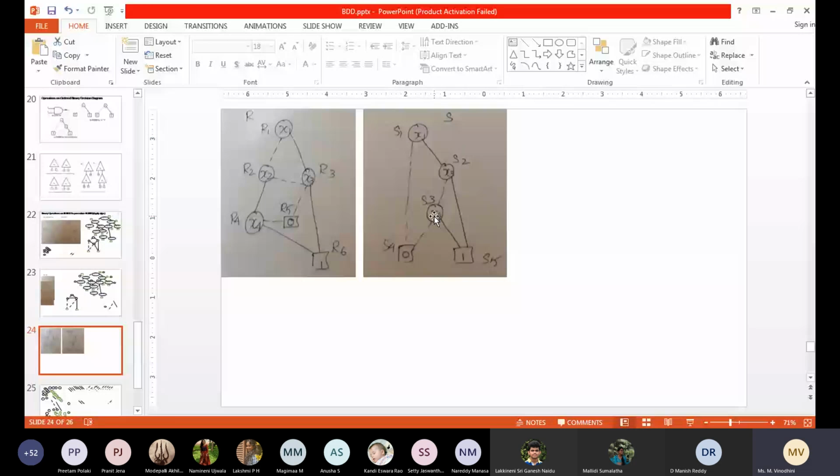For each variable, there is only one intermediate node in these diagrams. Based on the main variables x1, x2, x3, x4, I have assigned R1, R2, R3, and similarly S1, S2, S3. So this is F and this is G. I want you to find the ROBDD of F plus G. Start doing.